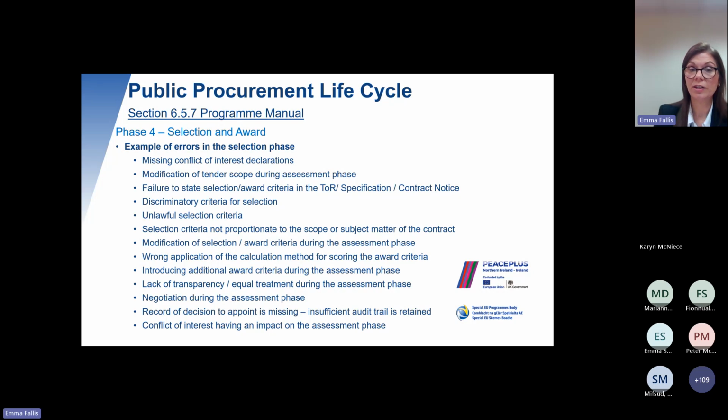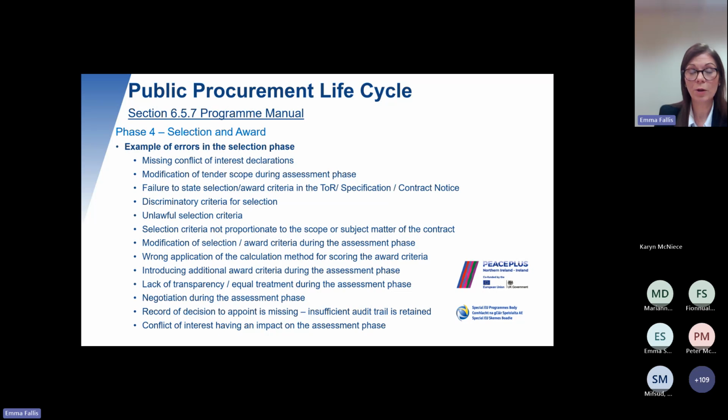selection or award criteria during the assessment process, the wrong application of the calculation method for scoring the award criteria that was described in the terms of reference or specification, the introduction of additional award criteria during the assessment phase, lack of transparency, equal treatment during the assessment phase, negotiation during the assessment phase, and then also a record of decision to appoint is missing or insufficient audit trail has been retained to evidence that. And also then the final thing is conflict of interest having an impact on the assessment phase.